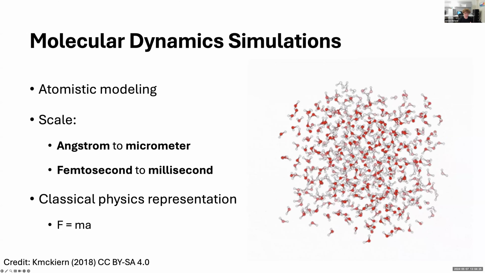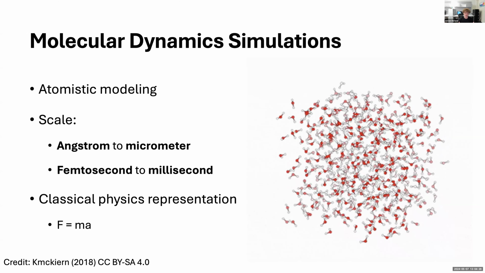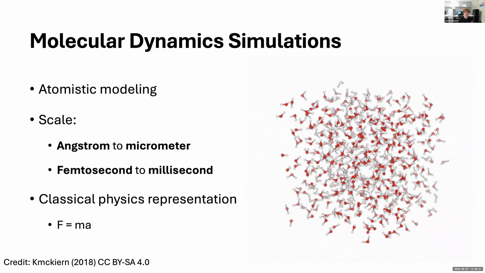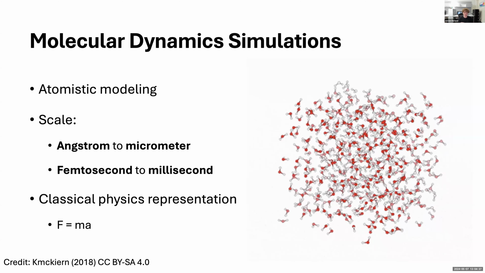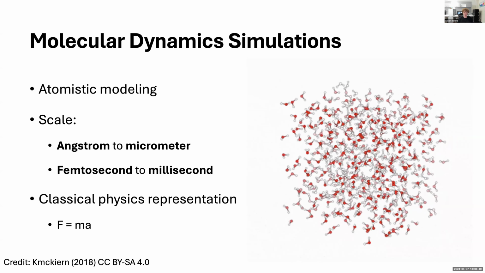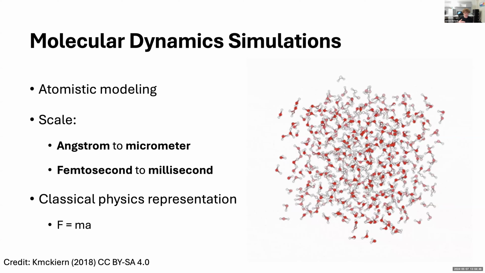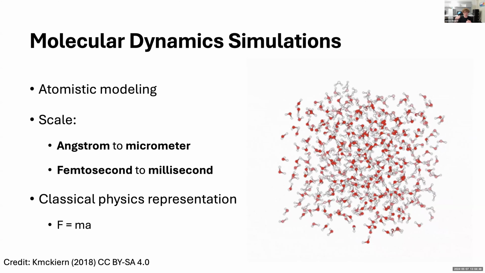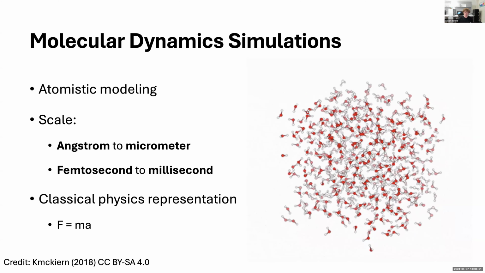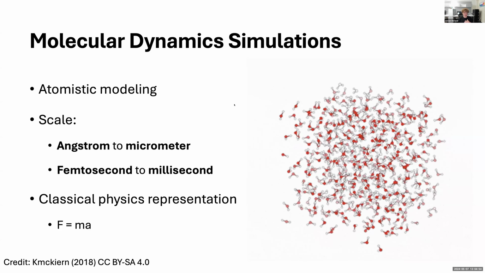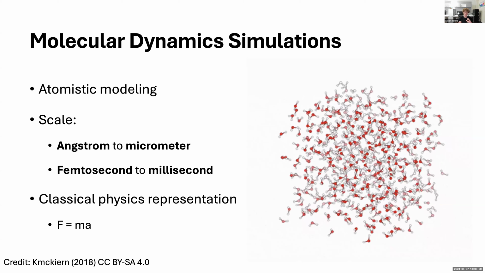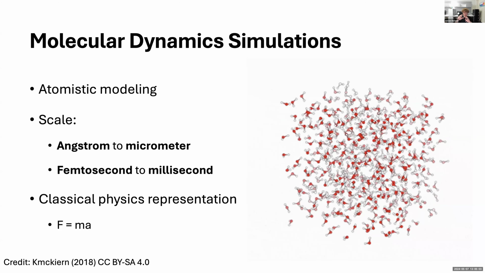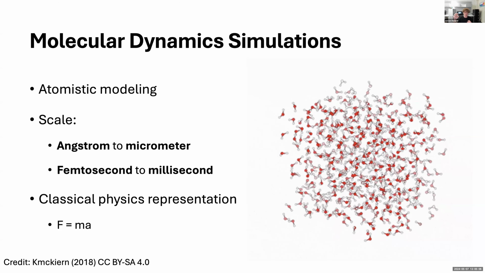This is an atomistic representation, and these simulations, we've been able to use them for scales ranging from angstrom length all the way up to micrometer length, and femtosecond time all the way up to milliseconds. And this has been facilitated by just massive increases in computational power. That's what allows us to simulate at these levels and push to higher length scales and time scales. Ultimately, what drives molecular dynamics is that this is a classical physics representation. So it's just force equals mass times acceleration. We have a bunch of particles in the system, and the way that they move is based on the force acting on each of these particles.